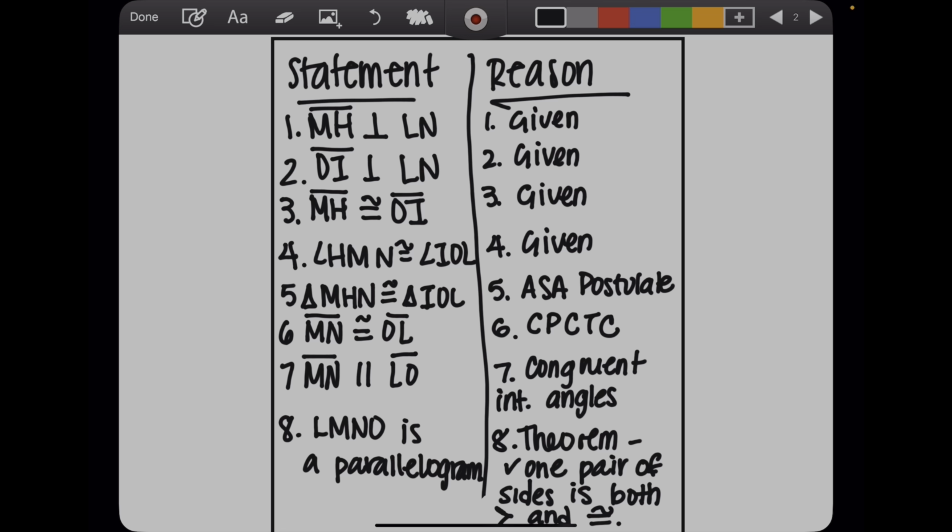Sorry for the abbreviations, but I just ran out of space here. So I really hope this explanation helps you understand a little bit of how to approach and solve proofs in parallelograms.